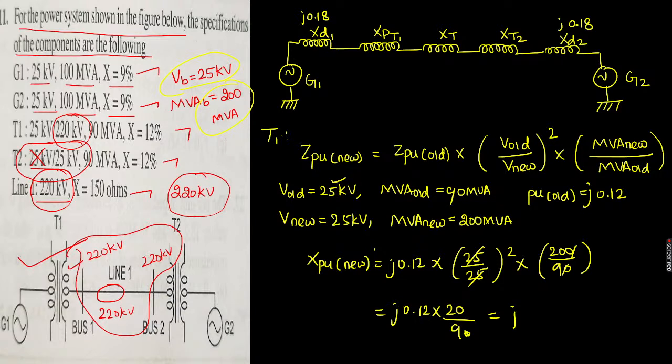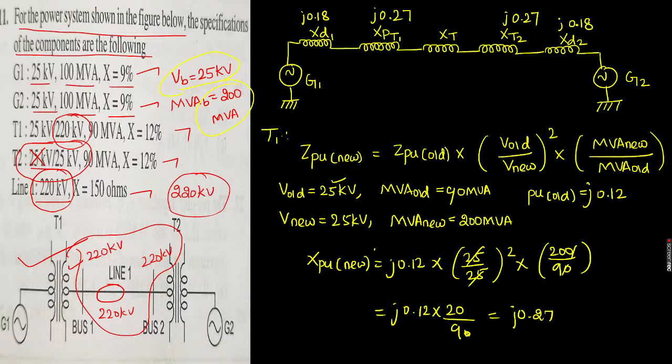If I multiply it, give me a minute, we will complete this solution. You can also do it by yourself if you want. 0.12 into 20 divided by 9, we can directly put, right, 0.2666. So J 0.27 approximately. So what we found is this is J 0.27. Then this is also going to be J 0.27 because the rating of transformer 1 and transformer 2 remains the same.